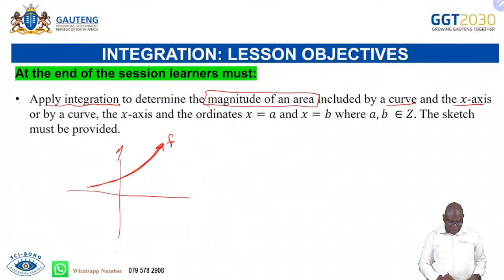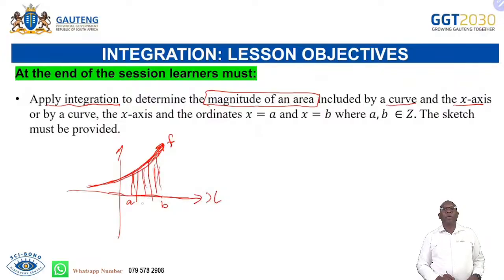So in other words, between the points. Let's say this is point A and this is point B, and I say this is the area that I'm looking for. In other words, it is the area that is included by that curve and the x-axis. Can you see this is the x-axis? This is the area that we'll be looking for, but it must be between the 2 points here.